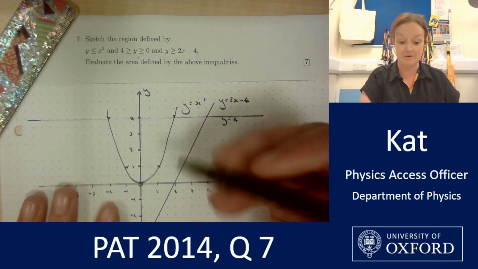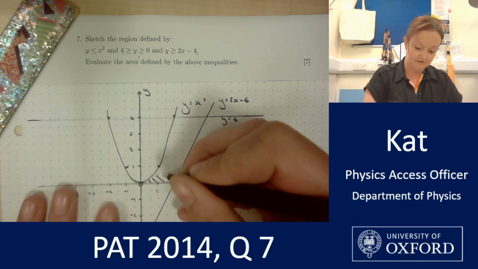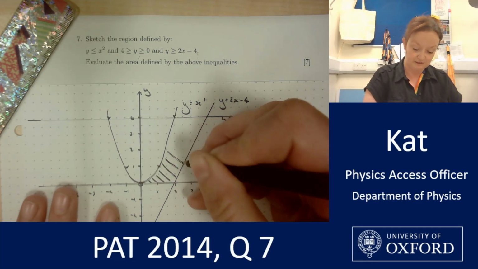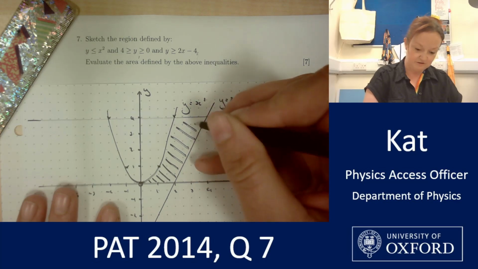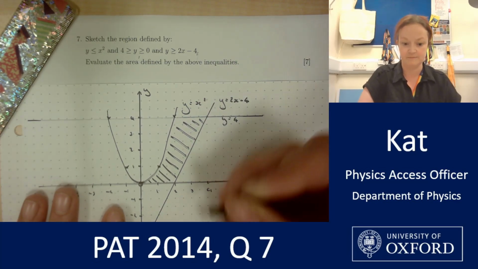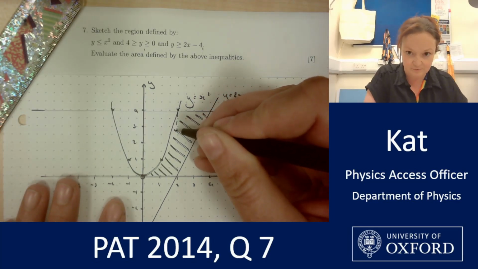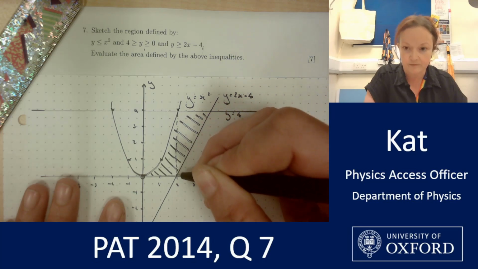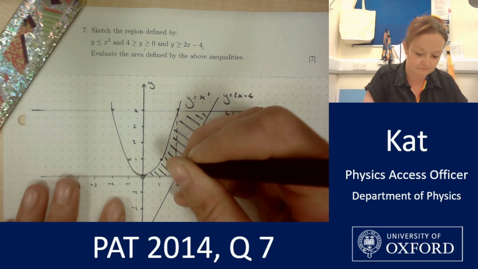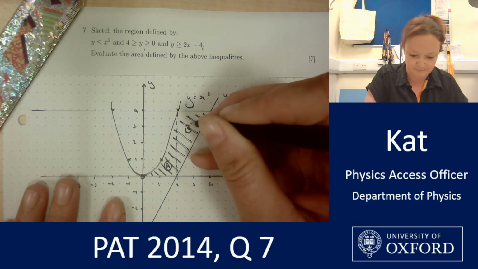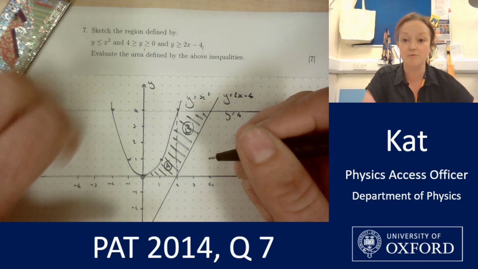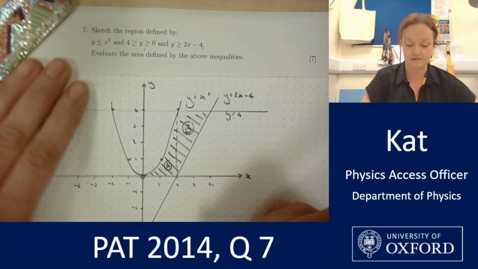To evaluate the area defined by them, let's start by shading that region in. So there's my region defined by the inequalities. And that region divides really nicely into two sections. I'm going to call them A and B. And those are both straightforward to evaluate.